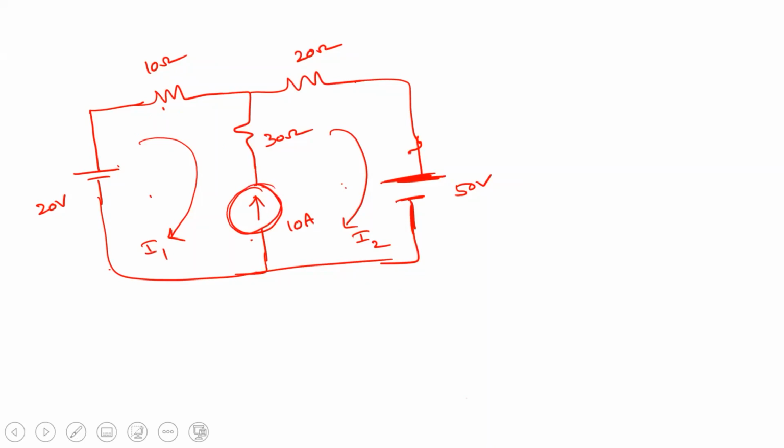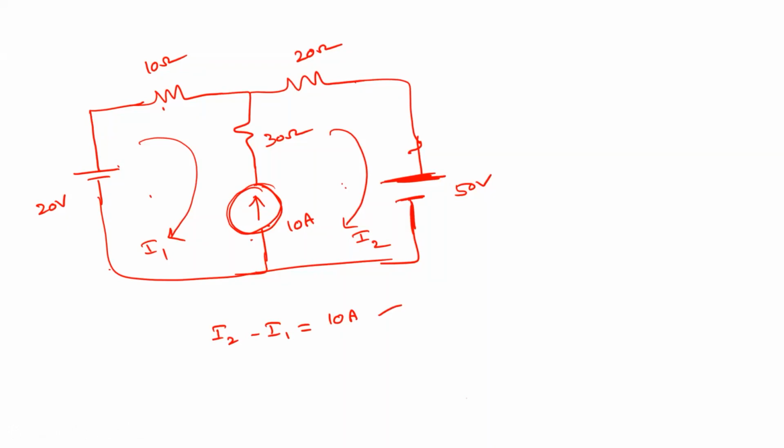But can you relate I1 and I2 by using this 10 ampere source? Yes. Tell me that: I2 minus I1 is equal to 10 amperes. Right. So that is the only data you have, no other data.